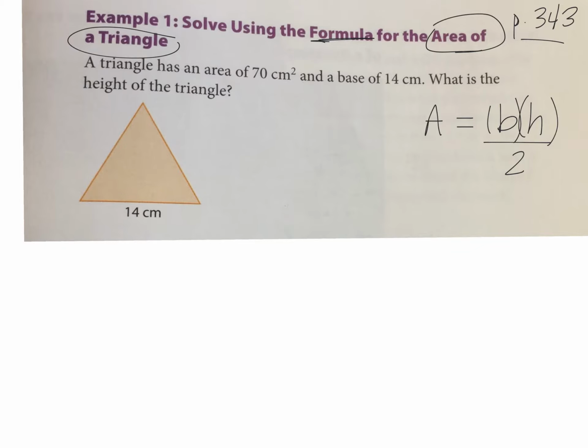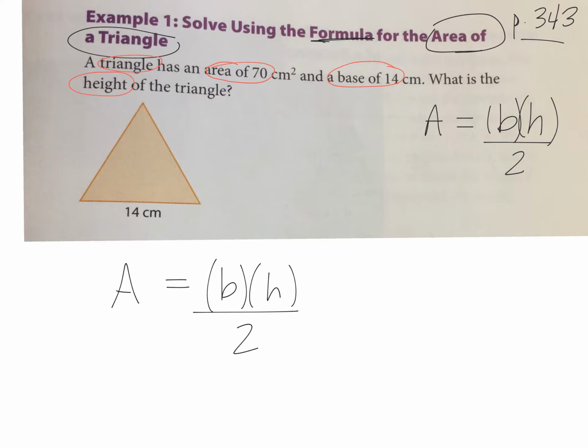So the question says that a triangle has an area of 70 centimeters squared and a base of 14 centimeters. What is the height of the triangle? Okay, so in our formula, we have an A, we have a B, we have an H, and we have the number 2. How many variables do we have in the formula? We have the letter A, we have the letter B, and we have the letter H.